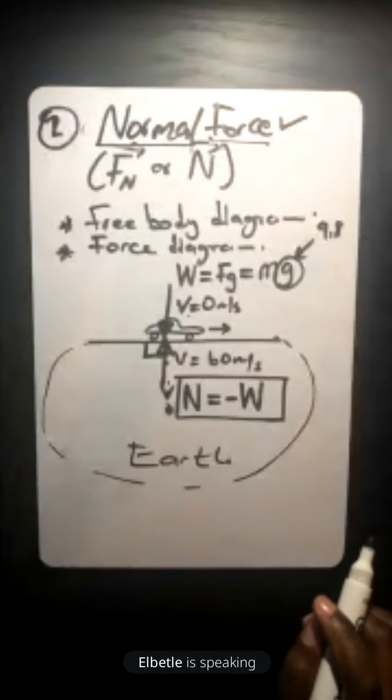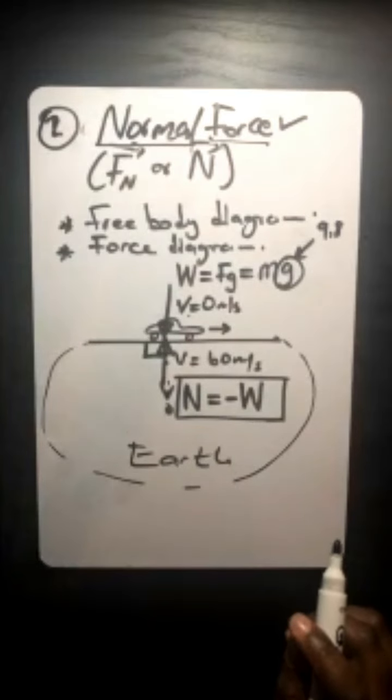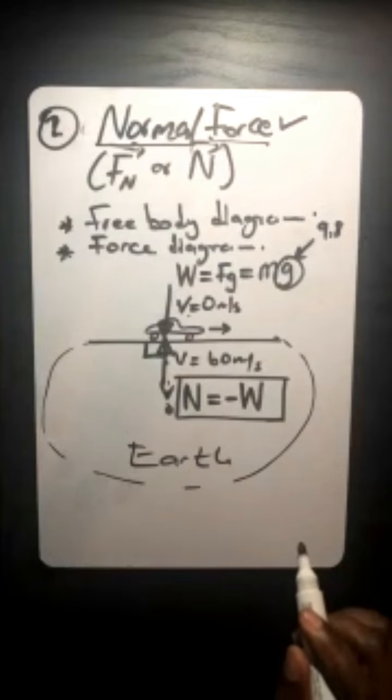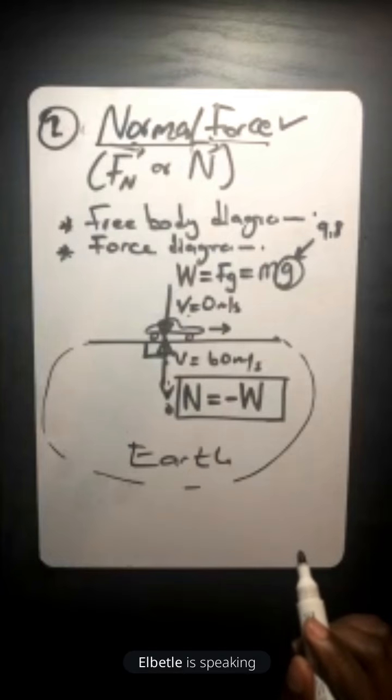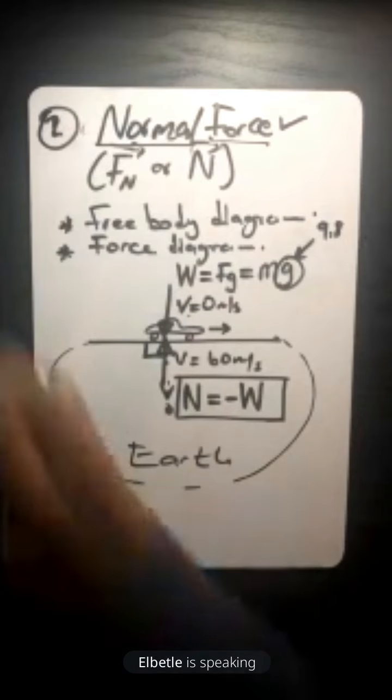So wait, can you please explain that one more time? Wait, which part? The N equals negative W, whereby that force opposes.